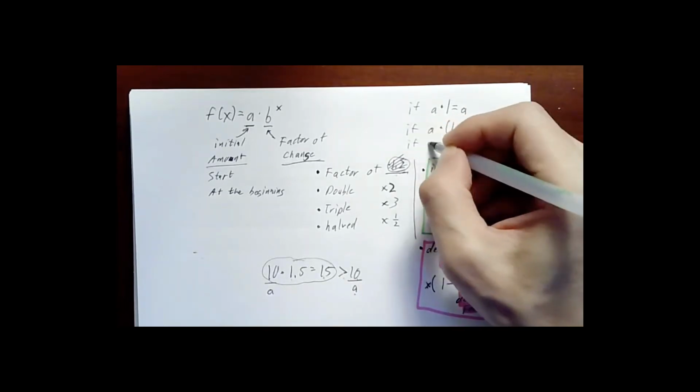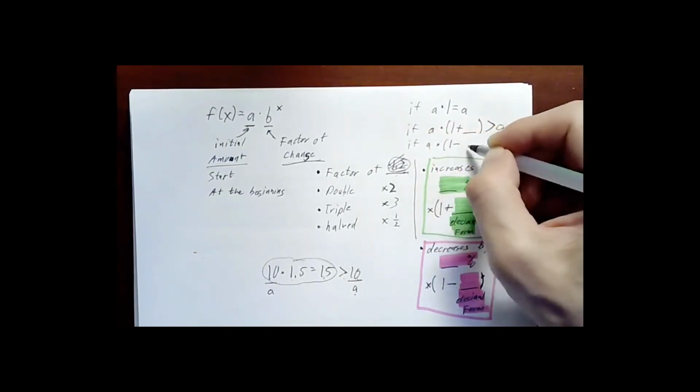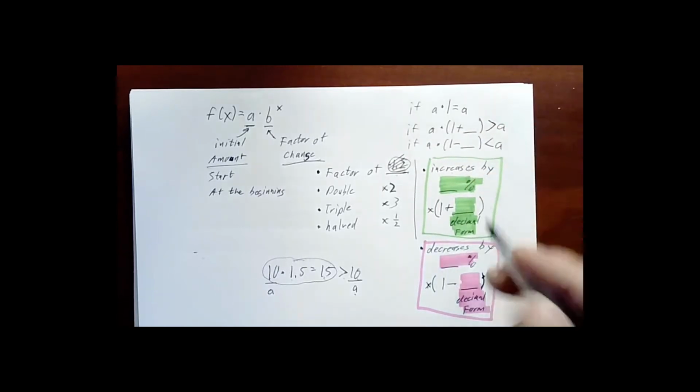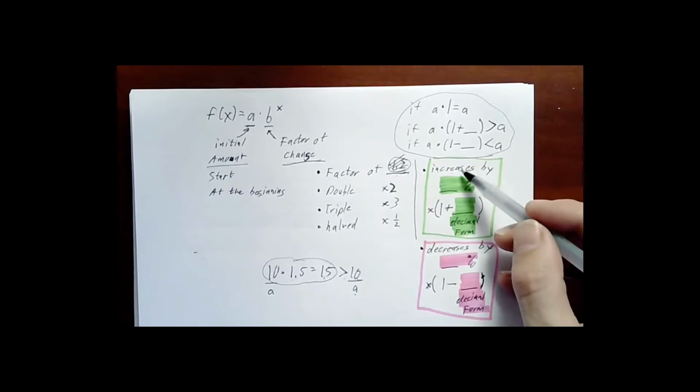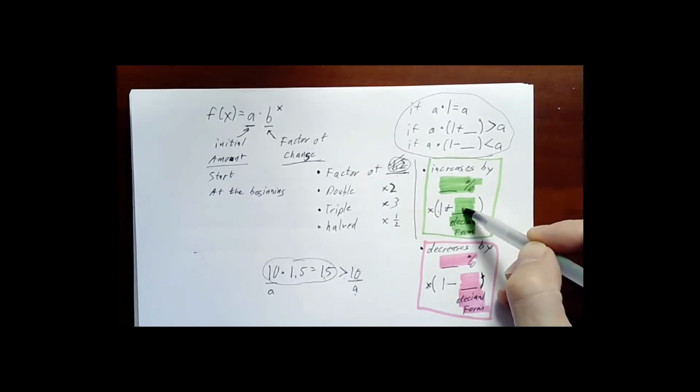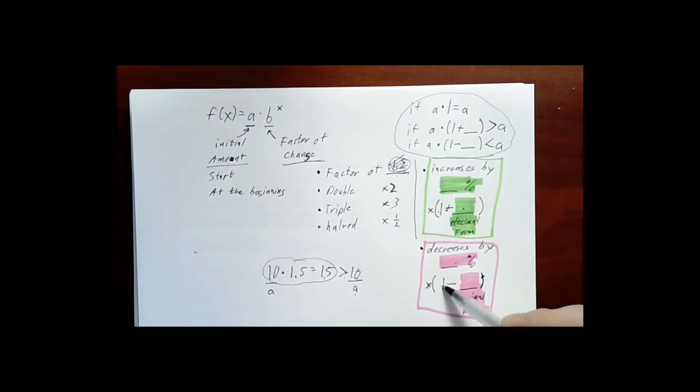On the other hand, if I did a times 1 minus some number, this would be less than a. Okay, so that's being decreased. It's getting smaller. This right here is why when we increase, we take 1 plus that percentage. If we're decreasing by a percentage, we're going to do 1 minus that percentage.